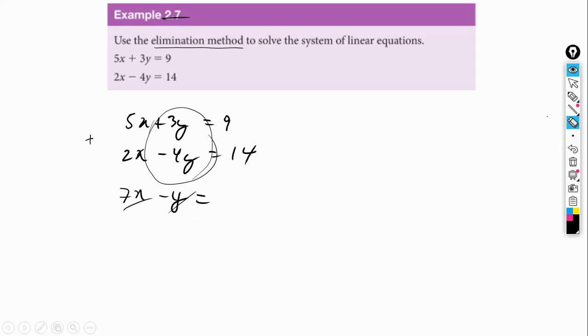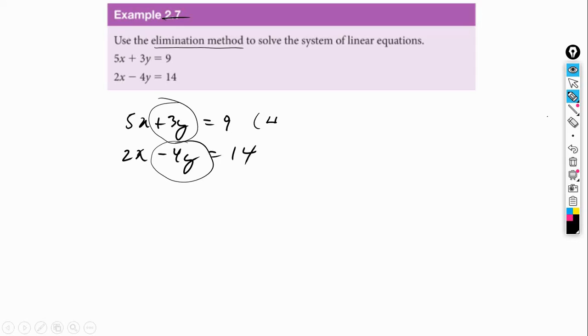So how do we do that? Well, in order to do that, we need to have the same number, but opposite in sign. So what we need to do is to make these numbers the same, right? If we're going to eliminate y, we need to make them the same, but opposite in sign. So how do we do that? Well, if we multiply the top equation by 4 and the bottom equation by 3, we are going to be able to get what we want.